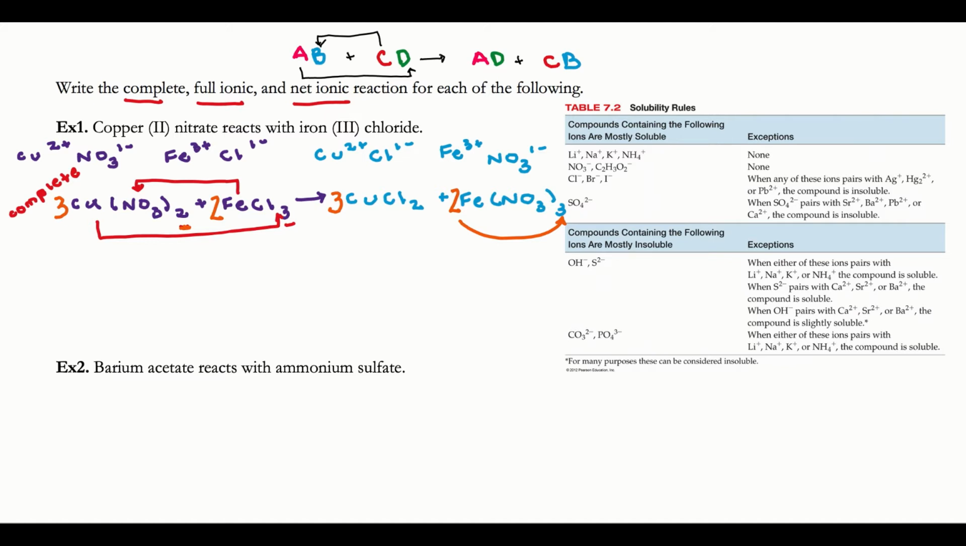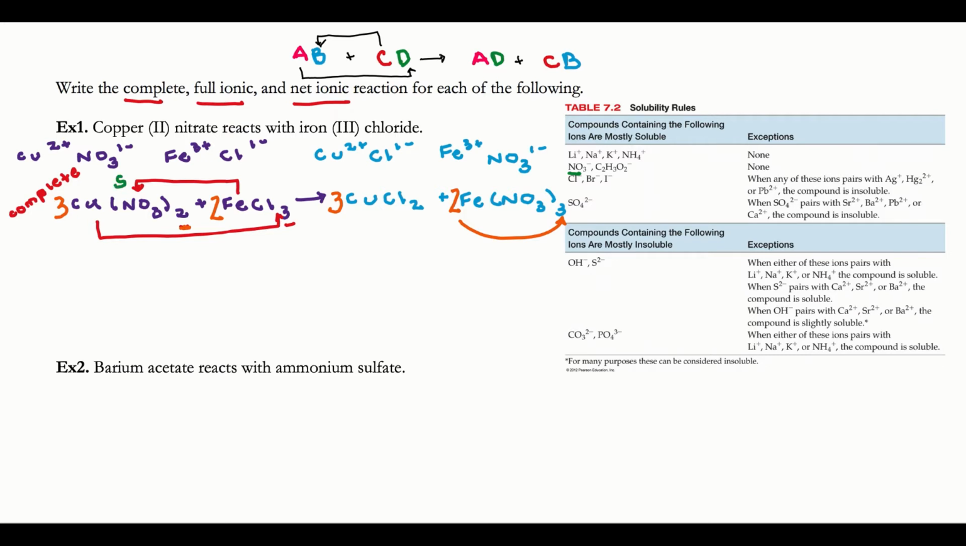The first thing I'm going to do is go through all 4 of my compounds and decide which are soluble and which are insoluble. I'm first going to look at copper nitrate. If I look at my rules, it says right here, nitrates, NO3-, there are no exceptions, meaning compounds that contain nitrate are always soluble. There are no exceptions. So I'm just going to put an S up above here to stand for soluble.